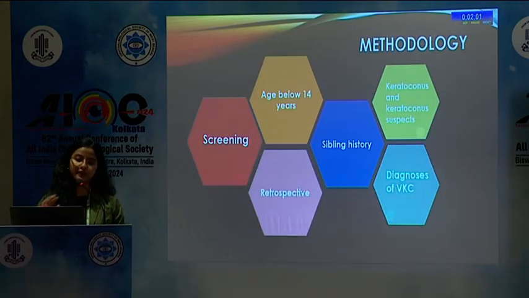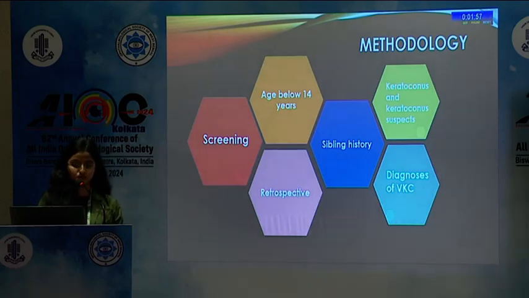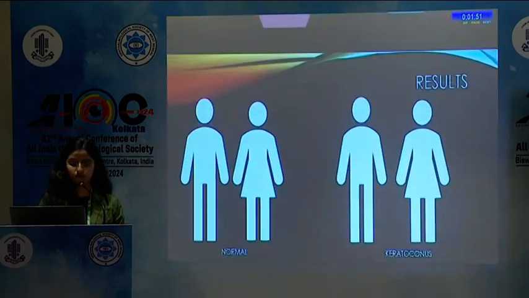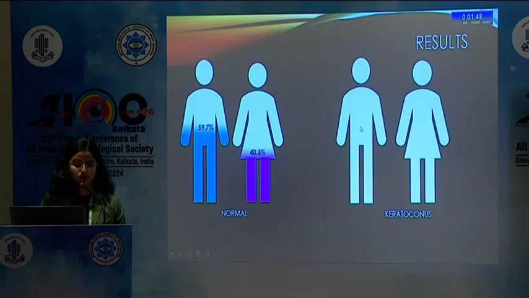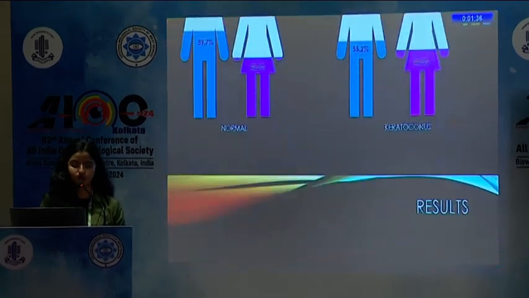So, it was a retrospective study which included children below 14 years of age with a positive sibling history of keratoconus and diagnosis of keratoconus suspects along with vernal keratoconjunctivitis. Among the study population, we had 59.7% males and 40.3% females, out of which 55.2% of males had keratoconus and 44.8% of females had keratoconus.